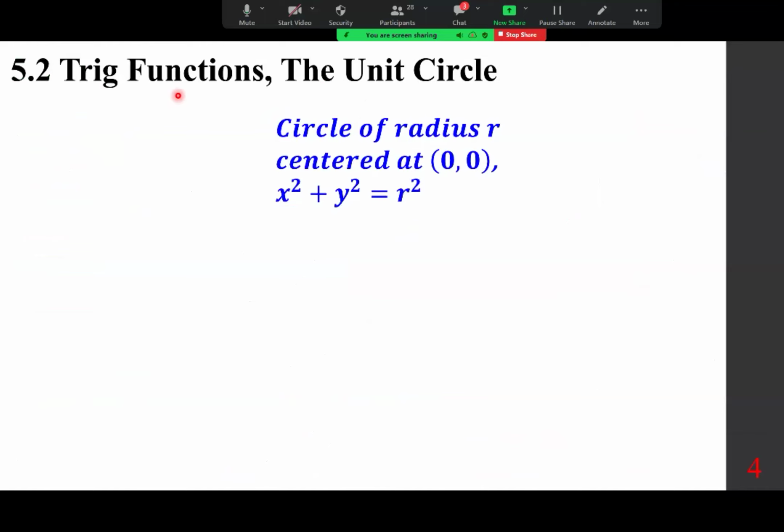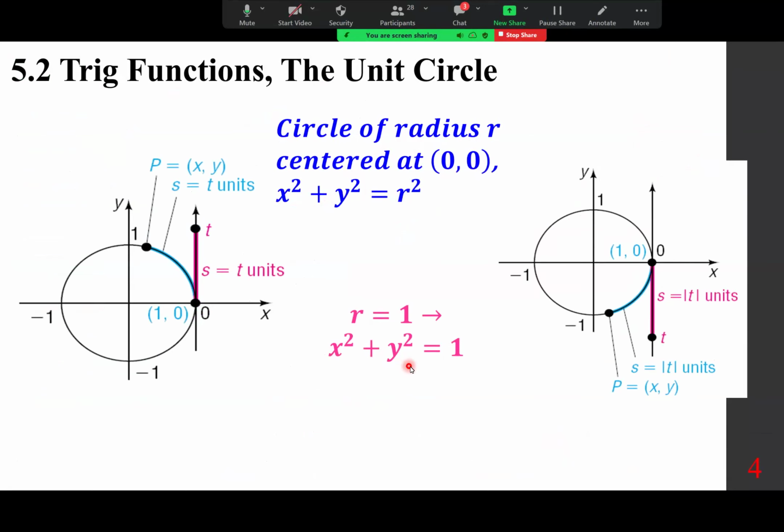Now, 5.2, trigonometric functions, the unit circle. A circle of radius r centered at 0, 0 has this formula. When r is 1, x squared plus y squared equals 1, we call it the unit circle.